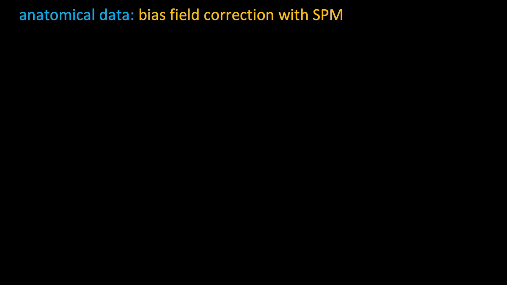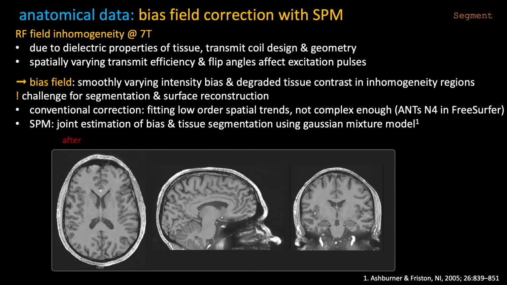So let's talk more about this field inhomogeneity at 7T. It's the result of the dielectric properties of tissue, sort of inherent to the tissue, and it can also be affected by transmit coil design and geometry. And it results in spatially varying transmit efficiency and spatially varying flip angles, which would affect excitation pulses. And that results in our images in a bias field, smoothly varying intensity bias, as well as degraded tissue contrast in these high inhomogeneity regions.